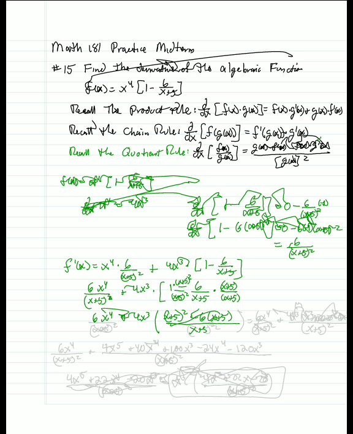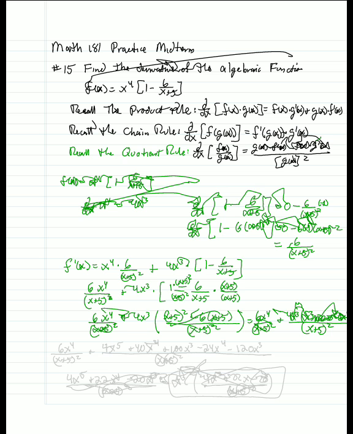Now we're going to distribute and clean this up a little bit. Oh, I forgot my x plus 5 squared here. So we'll have 6x to the 4th over x plus 5 squared plus 4x cubed times, if I distribute that x plus 5 squared, x squared plus 10x plus 25, minus 6x minus 30, all over x plus 5 squared.